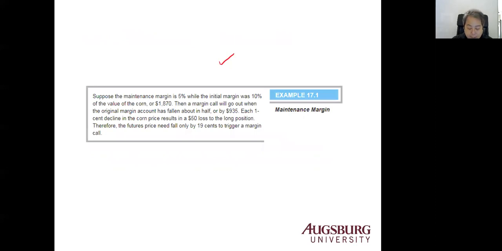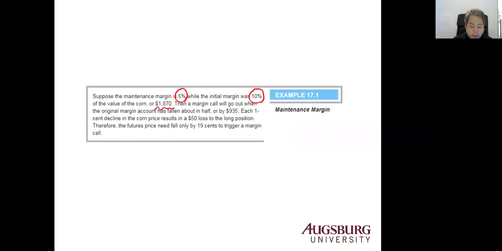So let's see an example of the maintenance margin. Suppose the maintenance margin is 5%, while the initial margin was 10%. The value of the corn, so corn is the asset, is 1,870.